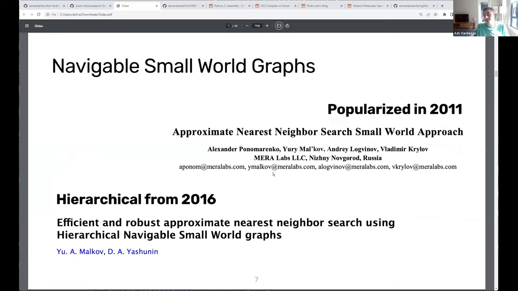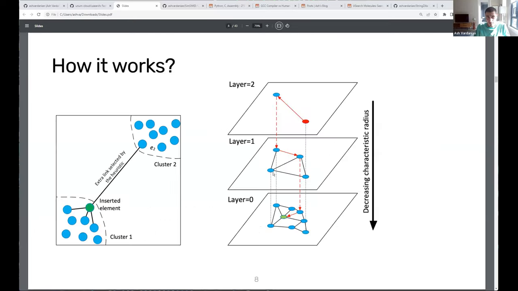So in computer science, whenever we need to solve a problem and we cannot do it the normal way, we add a hierarchy. Instead of working with an array, we work with trees. Instead of working with one graph, let's work with a hierarchy of graphs, each smaller and smaller. It was popularized in this paper, "Efficient and robust approximate nearest neighbor search using hierarchical navigable small world graphs" from 2016. The idea is quite simple.